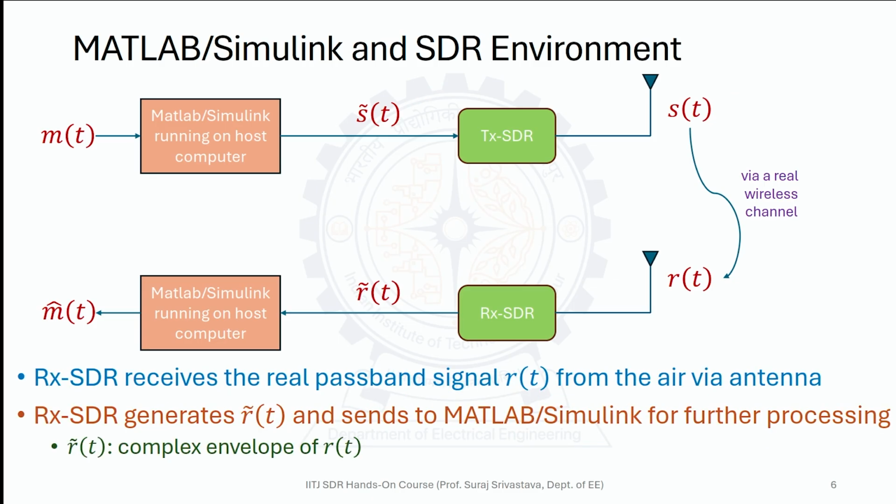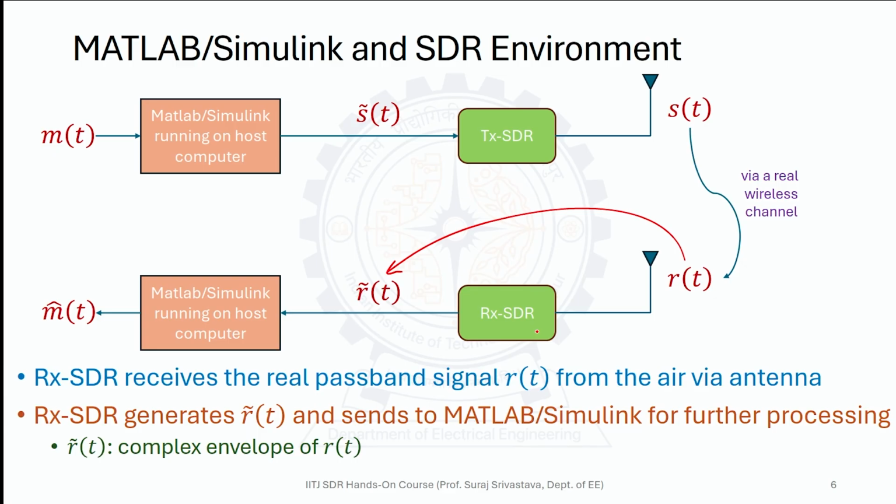Similarly, let us look at the receiver side. What will the receiver do? First, the transmitted signal s(t) will propagate through the wireless channel and then be received at the receiver. r(t) will be a distorted and noisy version of the signal s(t). So this r(t) is again a real valued passband signal, and the role of the SDR is to convert this real valued passband signal into an equivalent complex envelope. So this is the role of the receive SDR. The RX SDR generates R tilde t, which represents the complex envelope of r(t).